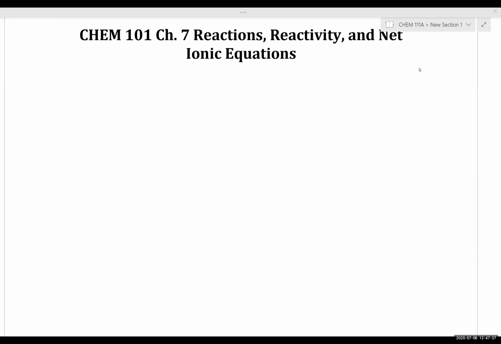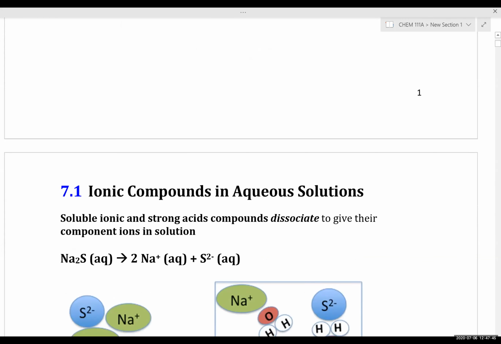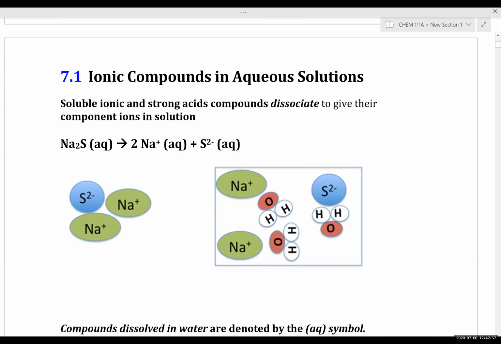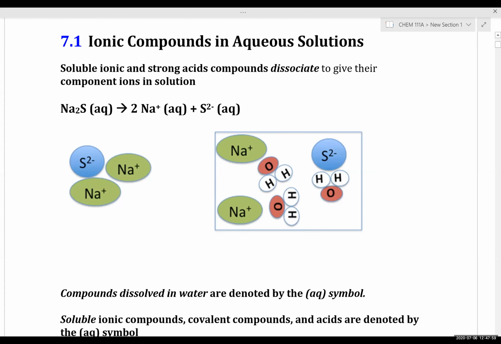Okay, so let's now look at chapter 7, which covers reactions, reactivity, and net ionic equations. Let's start chapter 7 with a refresher. First and foremost, let's talk about ionic compounds and aqueous solutions, just to set the stage.